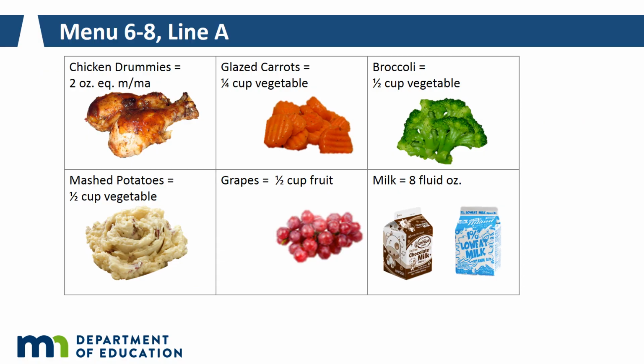Let's look at another menu. This menu is for grades 6 through 8 and includes chicken drummies, which credit as 2 ounce equivalents of meat alternate, 1/4 of a cup of carrots, 1/2 a cup of broccoli, 1/2 a cup of mashed potatoes, 1/2 cup of grapes, and 1 cup of milk. Is this a reimbursable menu?